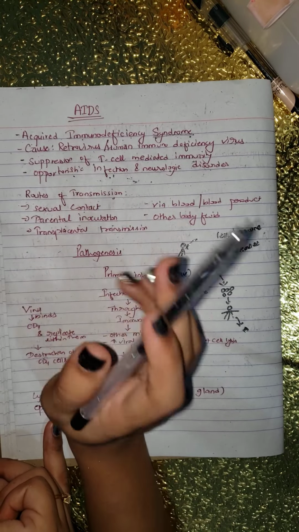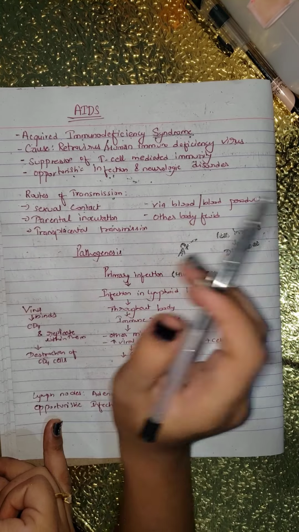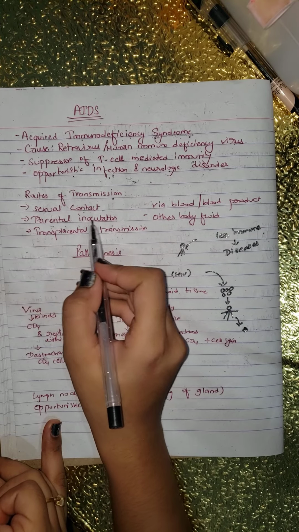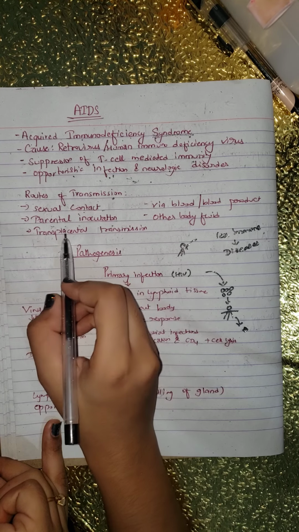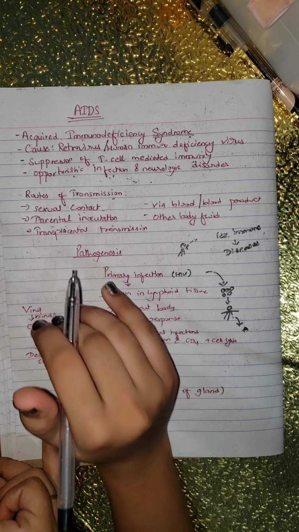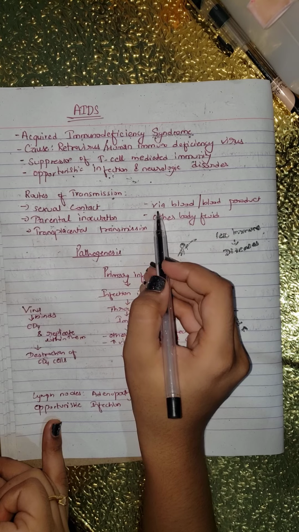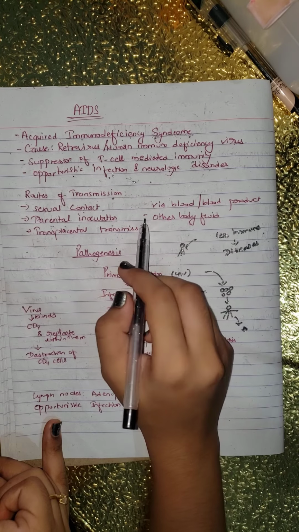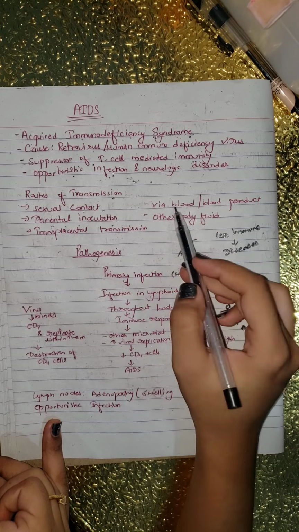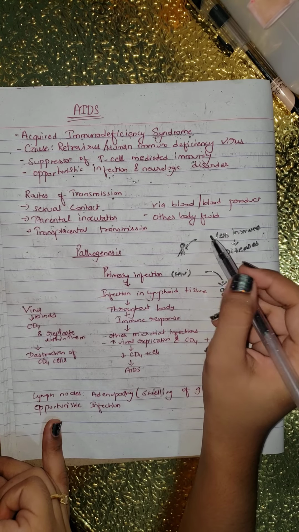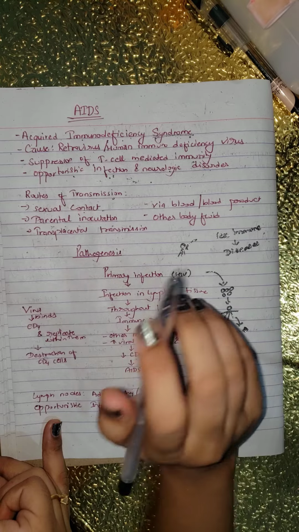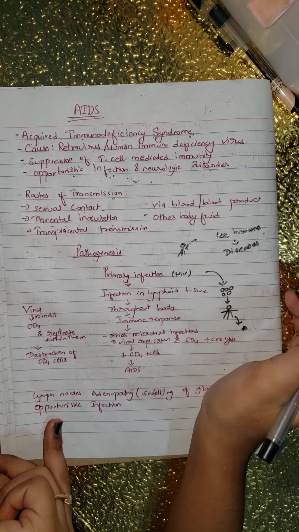So how is AIDS transmitted from one person to another? Through sexual contact, through parenteral inoculation, through transplacental transmission, that means through the placenta, from an infected mother to the baby, and via blood and blood products, and via other body fluids. Blood and blood products means if you receive infected blood from a blood donor, then also you can suffer from AIDS.